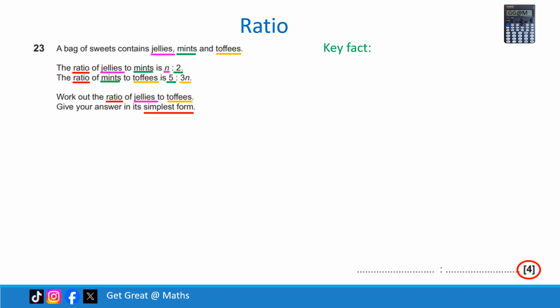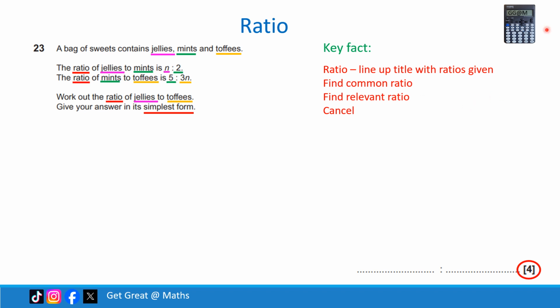Now to be able to do this, we need to know the key facts. And the key facts are that we've got to take the ratio parts, and in this case here, it is the jellies, mints and toffees. And we've got to line these up with the given ratio. And then we've got to find the common ratio, so which bits are common. And then we've got to find the relevant ratio that you need. Then you're going to cancel your answer.